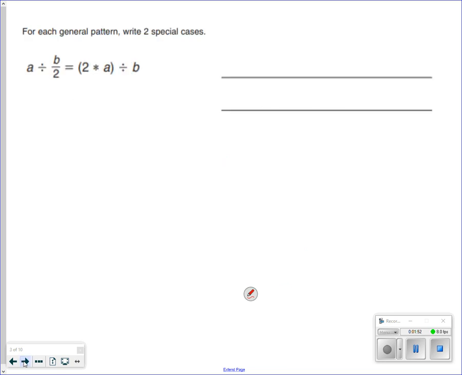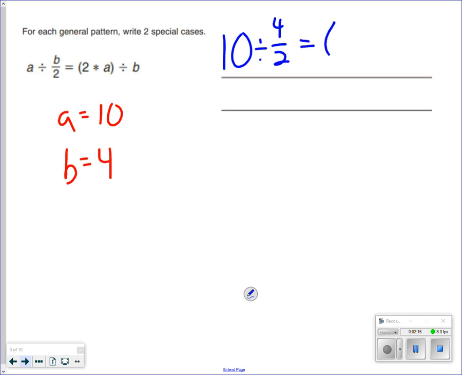Let's do another one. For each general pattern, write 2 special cases. Well, let's problem solve here. We have an A and we have a B. Well, what should we put for A? Let's say A is 10, and let's say B equals 4. Let's write our equation. Let's see how we do. We have 10 divided by 4 over 2 equals 2 times 10 divided by 4. Well, if we have 4 to the second power, this equals 2. So this is 10 divided by 2, which equals 5.